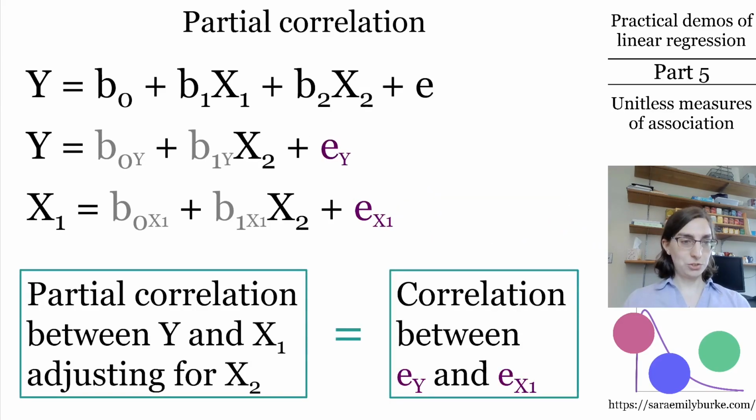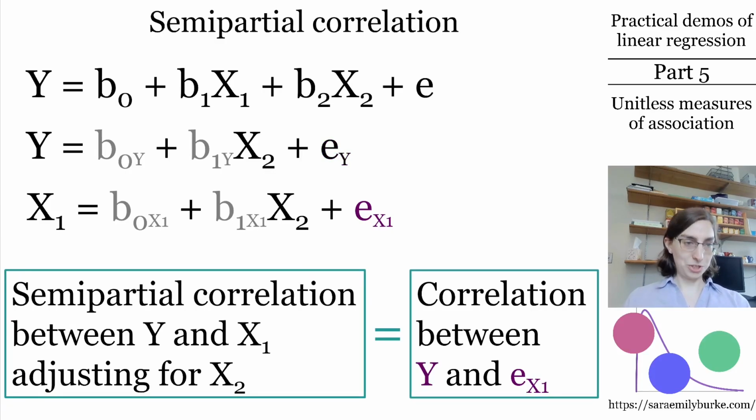The partial correlation between y and x1, adjusting for x2, is equal to the correlation between e sub y and e sub x1, as shown on the screen here. In other words, partial correlation, adjusting for some other variables, is equivalent to the correlation between residuals of regression models that use those other variables as predictors. The correlation between how much of y is left over after accounting for x2 and how much of x1 is left over after accounting for x2. That's the partial correlation between x1 and y.